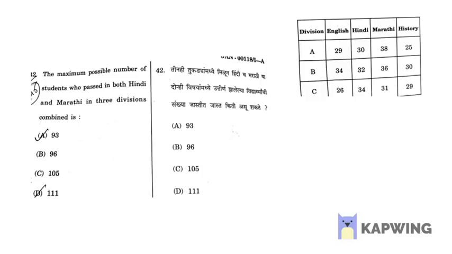The maximum possible number of students who passed both Hindi and Marathi in 3 divisions combined is. Now friends, here also you have to use the same logic. For A, B and C you have to combine them. The maximum students passed in A division is 30, in B division it is 32 in these 2 subjects, Hindi and Marathi, and in C division it is 31. So if you add up these 3 numbers, 30 plus 32 is 62, plus 31, it is 93. So option A is the correct option here. Friends, hope you have understood this. Okay, moving on to the next question.